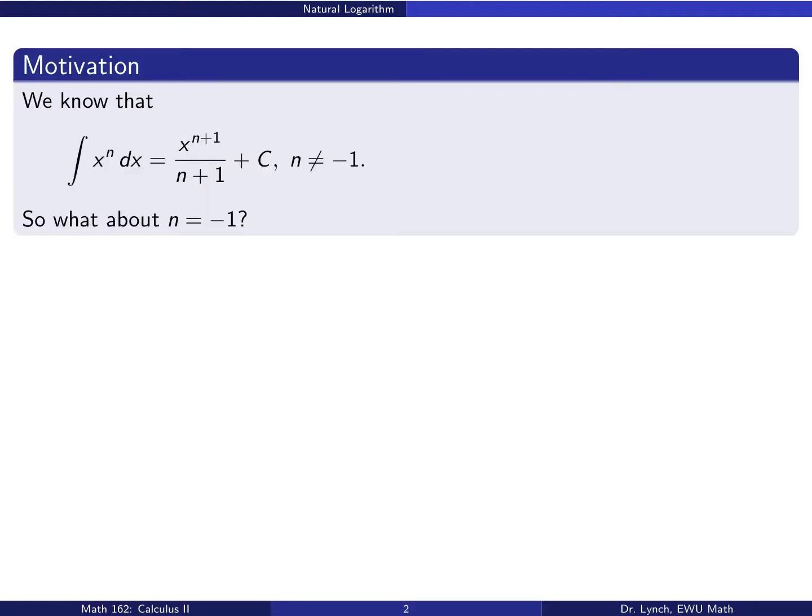So here's the motivating question. We know our power rule for antiderivatives tells us how to find antiderivatives of functions of the form x to the n, just so long as that power n is not equal to -1. So what happens when n equals -1? It turns out that's going to be related to a new function we call the natural logarithm.